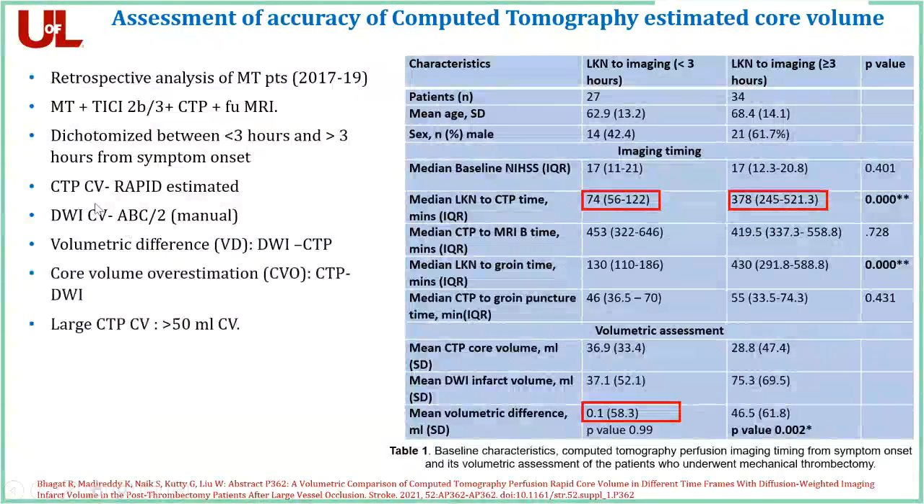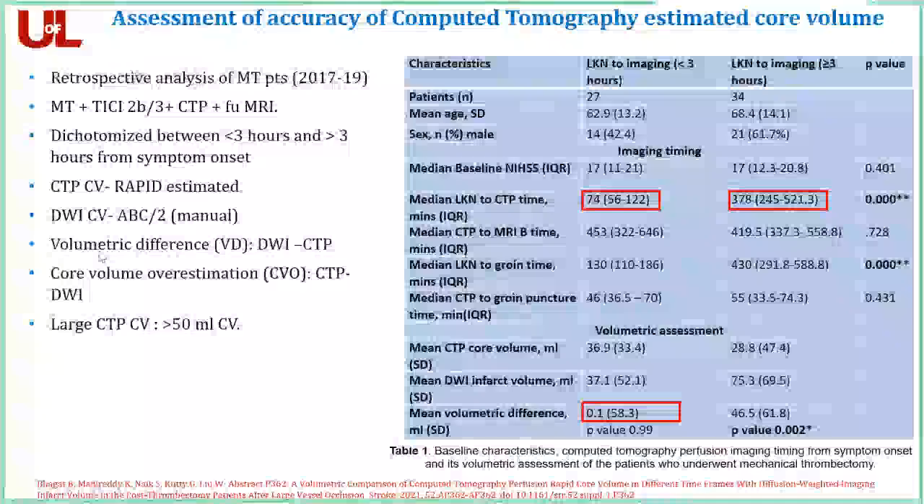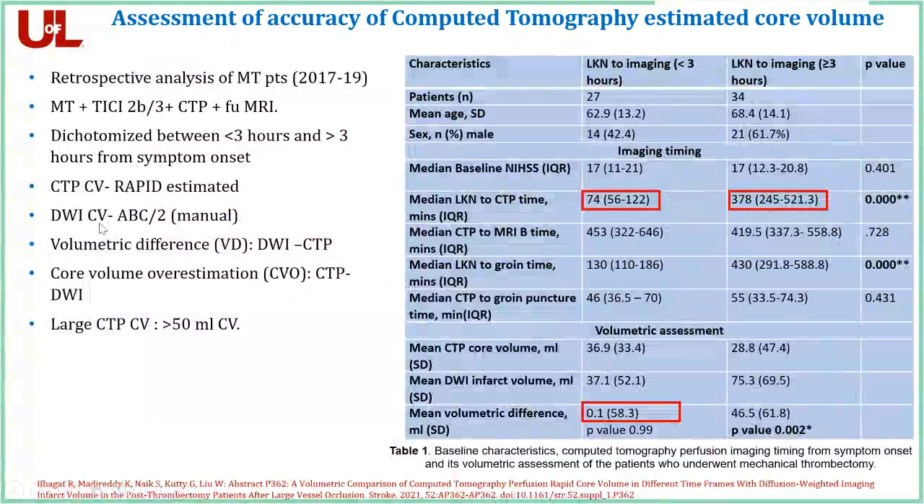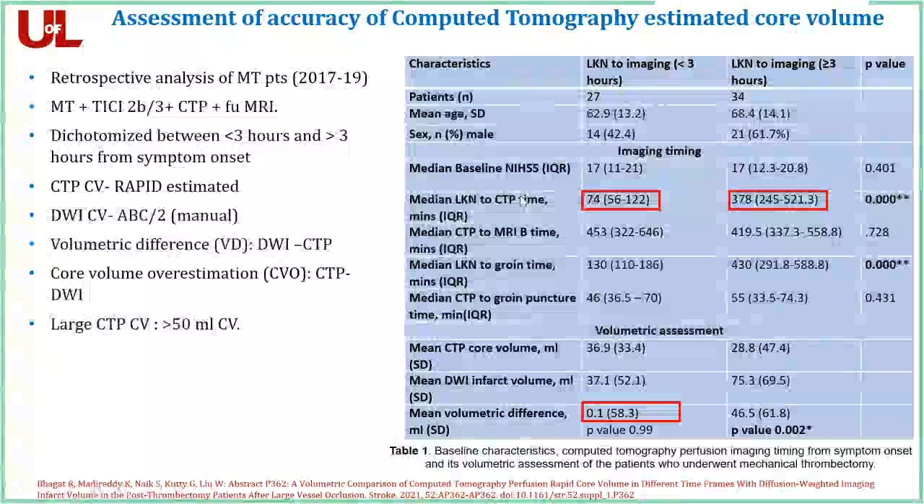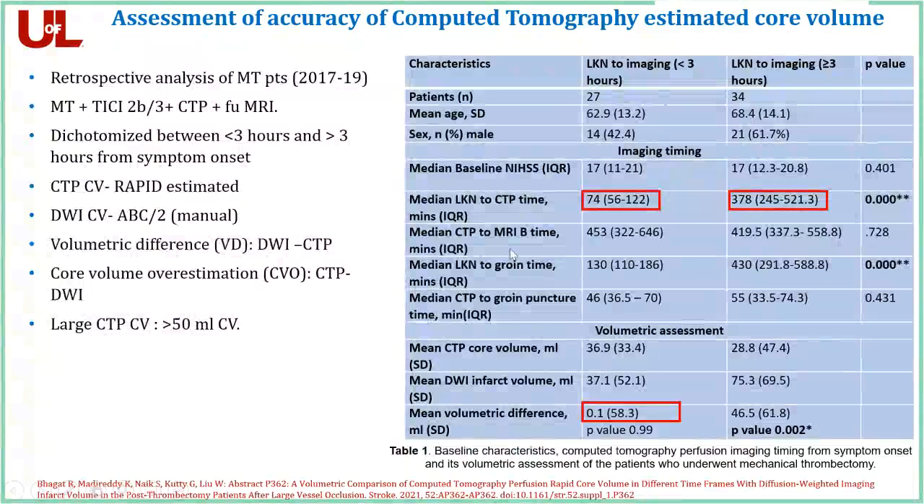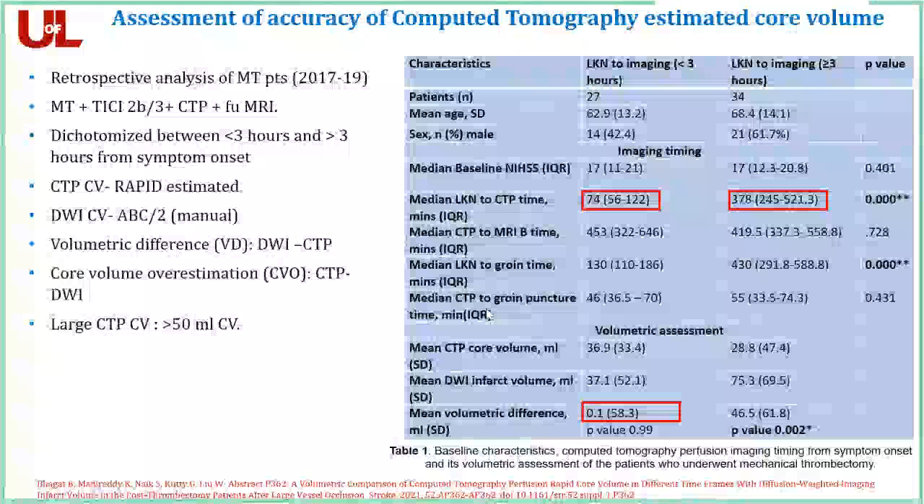Then we used certain terminologies: volumetric differences, and core volume overestimation, based upon the difference between the volume of CTP and the DWI. We also used the parameter of large CTP core volume as greater than 50 ml. As we can see in this chart, the patients who got the CTP less than 3 hours from the symptom onset were 27, and greater than 3 hours were 34. These two groups were pretty identical based upon the median baseline NIHSS, the CTP to MRI time, and the CTP to groin puncture time.